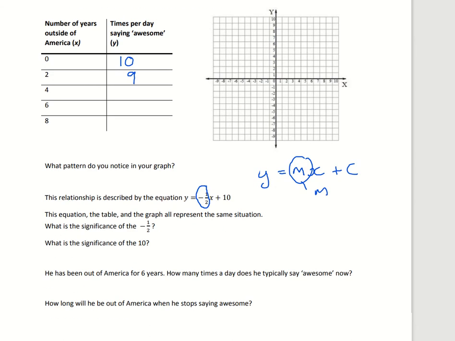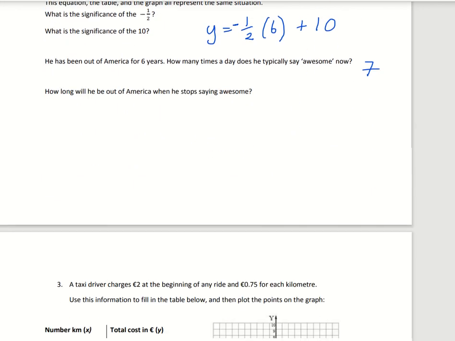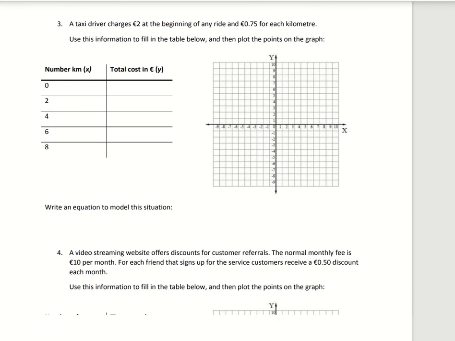So how many times does he typically say awesome now? In this case, we put 6 in for x. So we would have y is equal to minus a half times 6 plus 10. Minus a half times 6 is equal to minus 3. And minus 3 plus 10 is equal to 7. So it's going to be 7. Okay, and the rest of them are a little bit similar.